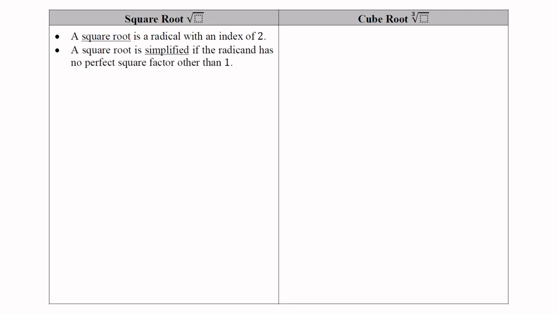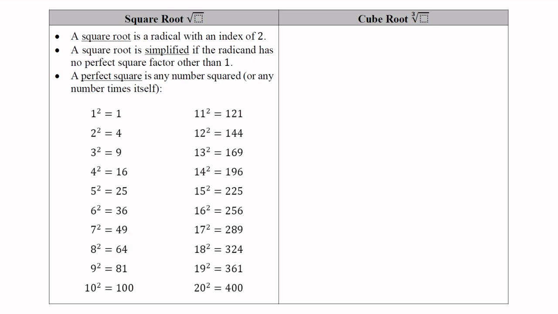A square root is simplified if the radicand has no perfect square factor other than 1. A perfect square is any number squared, or any number times itself. And here's a list of some of those perfect squares: 1, 4, 9, 16, 25, 36, 49, and so on. All of these are perfect squares.